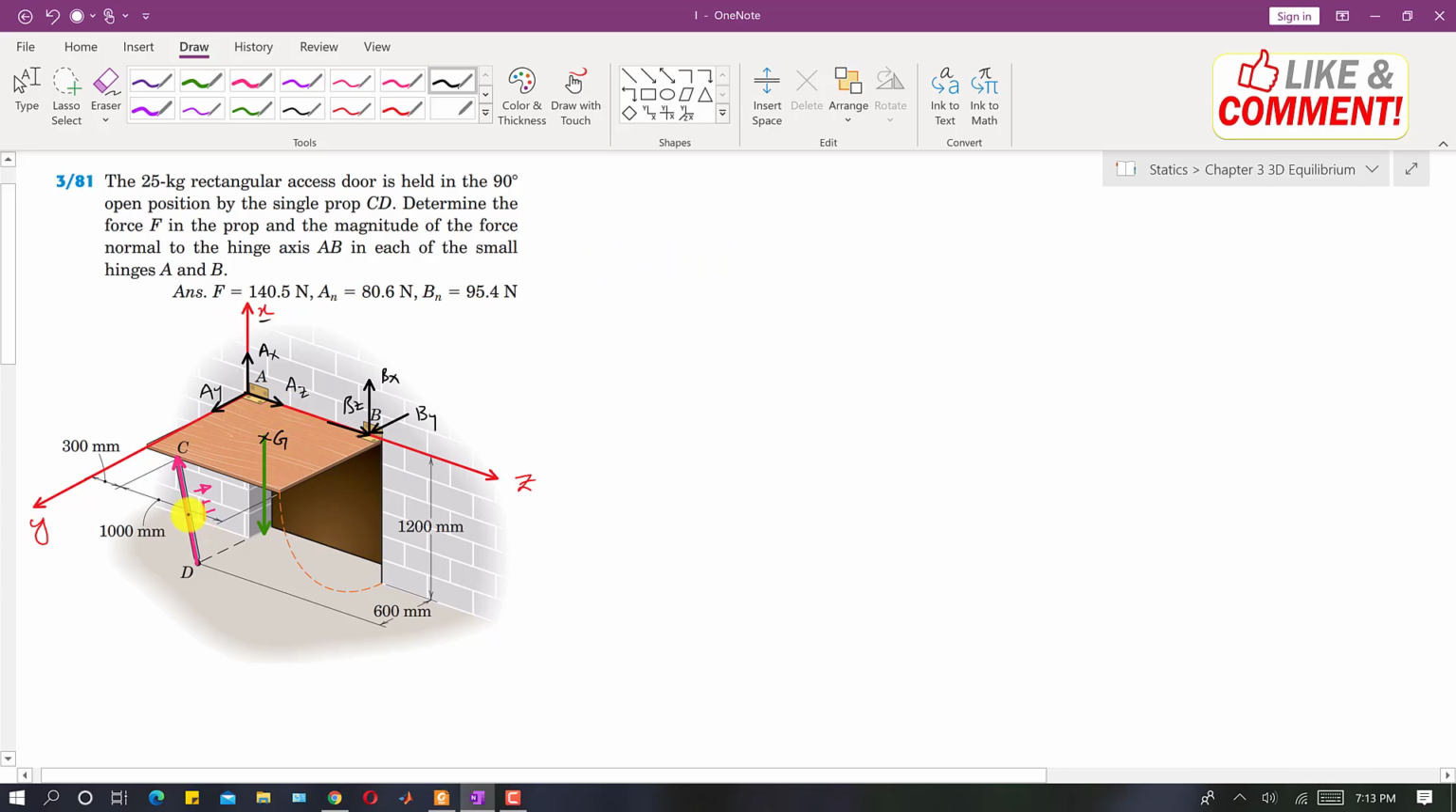To find the magnitude of this force, first I will find the vector representation of this force, right? So for that we will find the coordinates of this point C and this point D, right? So if this is the origin, let me write the coordinates of point C. We have to travel from this point A to this point, and this is along Y, right? So along Y we have to travel how much distance? As we can see that this length is 1200 mm, right?